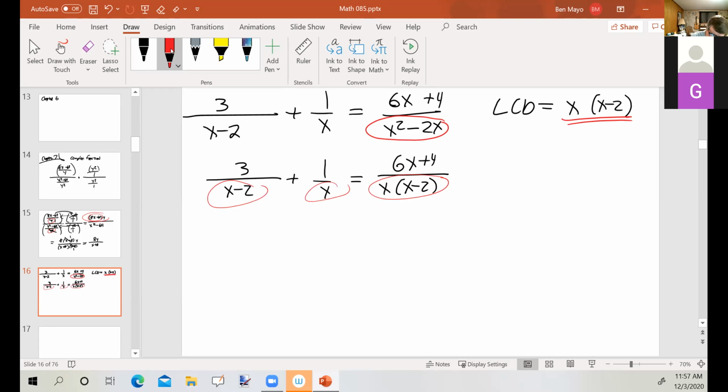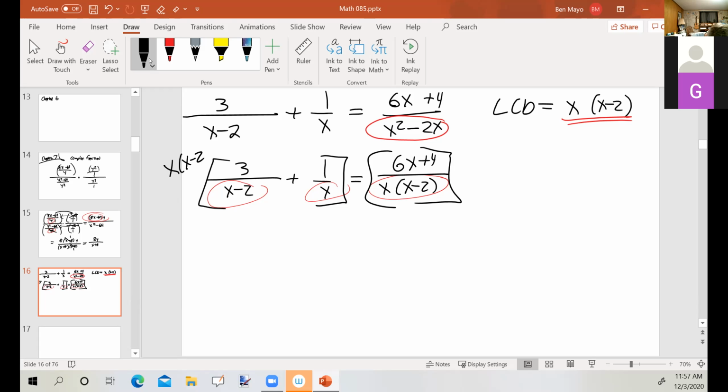Yes. So now I'm going to multiply both sides of the equation by x times x minus 2. Can you see this over here that's off in the gray? Does that show up? Yes, it does. Yeah, it's weird that I can write over there, but whatever.